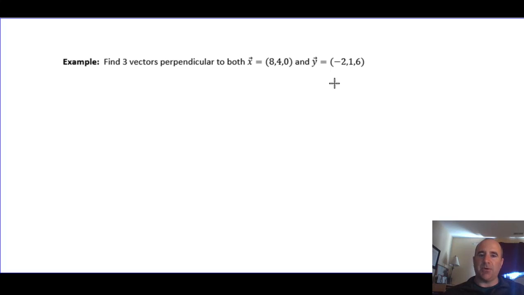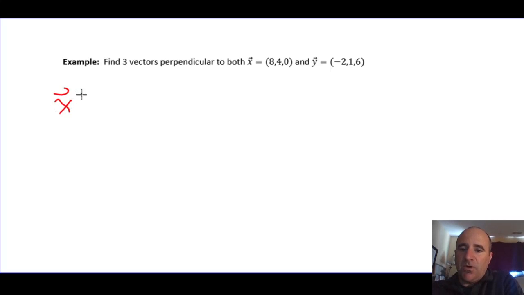So I want 3 vectors perpendicular to both x and y. Well, I know that the cross product will give me 1 vector perpendicular to both x and y. In fact, I know all the vectors perpendicular to x and y are going to be some multiple of the cross product. I can clearly see that x and y are not collinear, by the way. Okay, so we will start by looking at what x crossed with y is equal to.